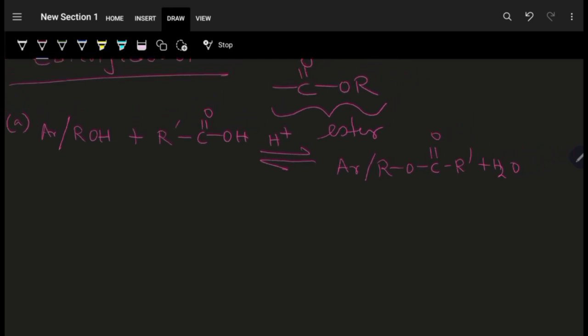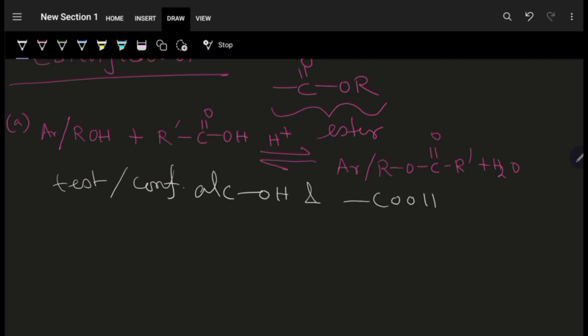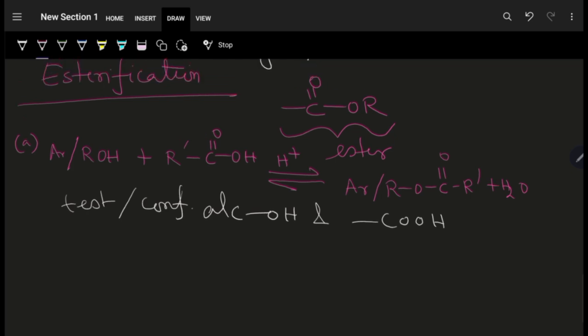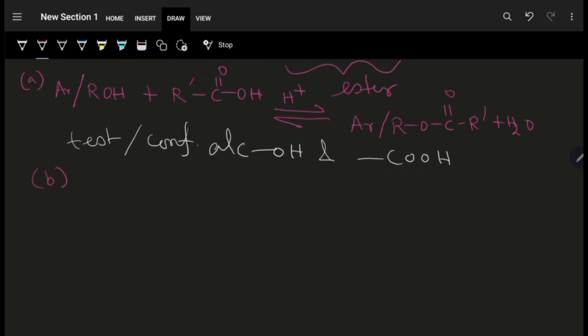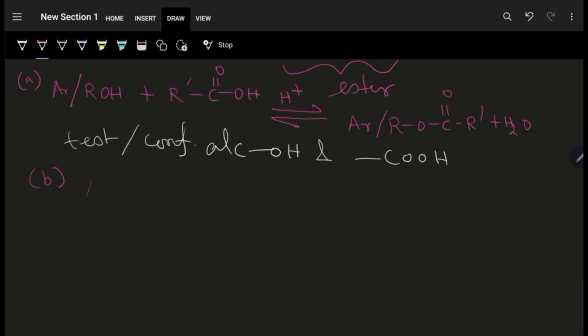This esterification reaction can be used to test, or rather to confirm, the presence of alcoholic OH group and carboxylic acid group in your practicals. This test is known as esterification test. Now, ester formation doesn't take place only by acid. It takes place by acid anhydride as well.